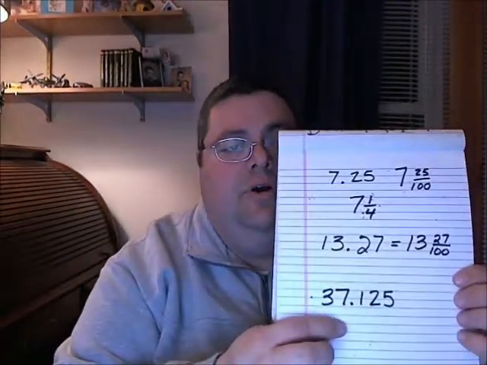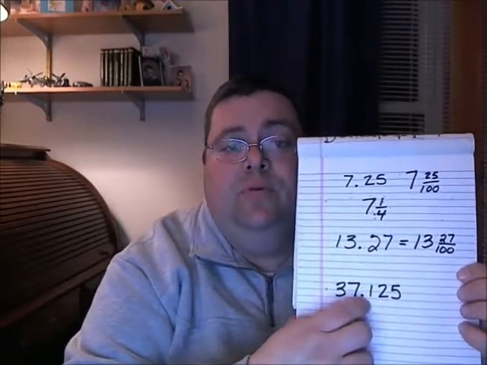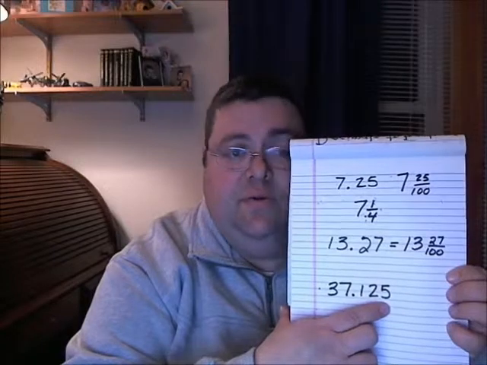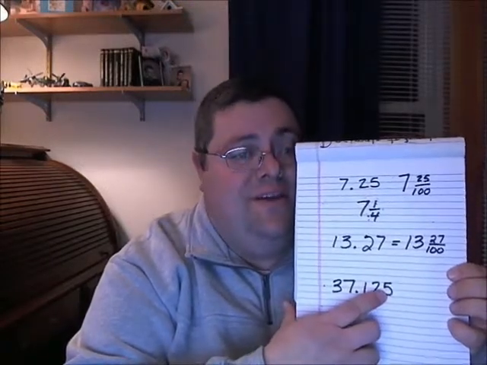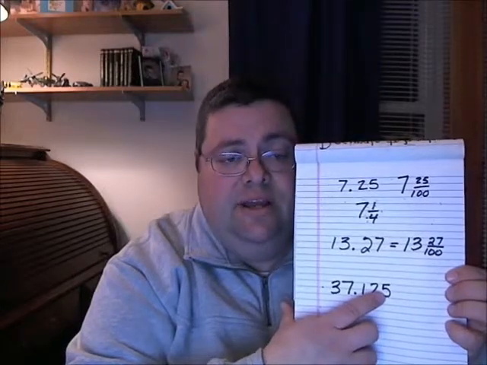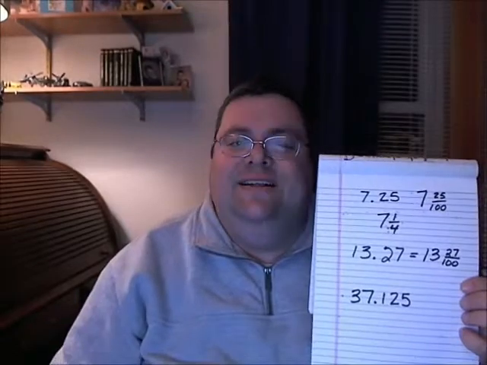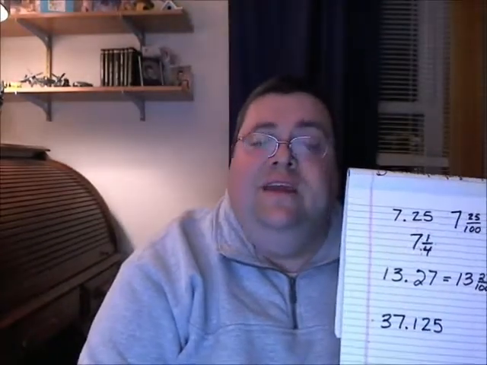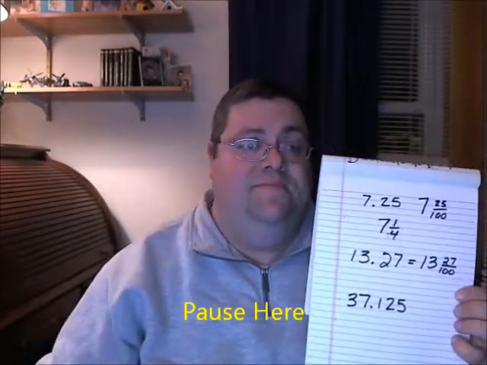Let's try another one. Okay, this next one is a bit of a challenge. We're going to do 37 and 125. Remember, we read the decimal part as if it were just a number all by itself, 125. The 5 is in the thousandths place. It's the last number I read. So this is 125 thousandths. Let's see if you can do this one. The simplifying can be done. It's a little harder for this one, though. So see if you can pull it off. We'll see what you get as an answer right now.